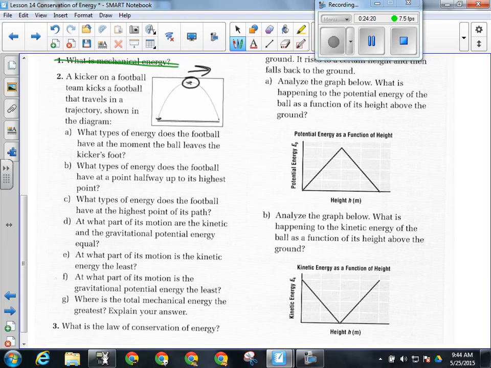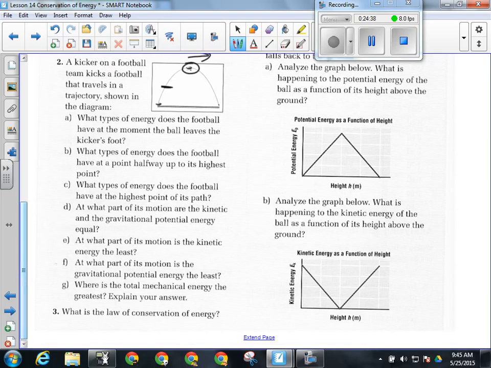At what part of its motion are the kinetic and gravitational potential energy equal? Theoretically, that should be somewhere around here, but because it's moving horizontally, it would be hard to say for sure. At what part of its motion is the kinetic energy the least? Probably where? At the top. Yeah, at the top would be the place where it would have the least. Yes, it's still moving sideways, but it's no longer moving up or down, so it's going to have the least amount of kinetic energy there.